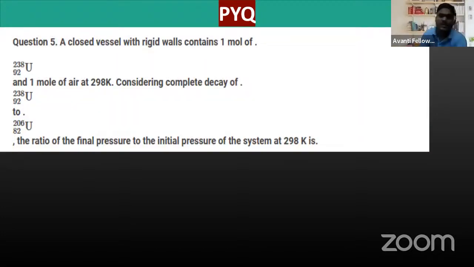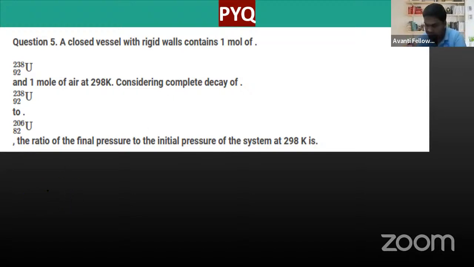Now, a closed vessel with rigid walls containing 1 mole of uranium. This question is basically from nuclear chemistry, so I'll explain the concept behind this as well. Uranium-238 is given, 1 mole at 298 Kelvin. Considering a complete decay of this, find the ratio of the final pressure to the initial pressure of the system at 298 Kelvin. So let's see the complete decay.